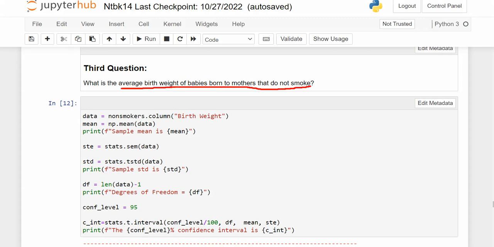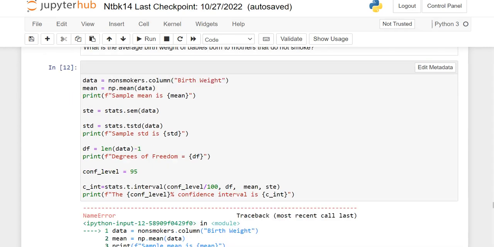And now we're going to estimate the average birth weight of babies born to mothers that do not smoke. If you remember, we checked this, I believe it was 115 ounces or 118 ounces, and we checked to see if it was more or less. And now the question is, don't figure out if it's more or less, just give me a confidence interval for the birth weight of the babies born to mothers that do not smoke.